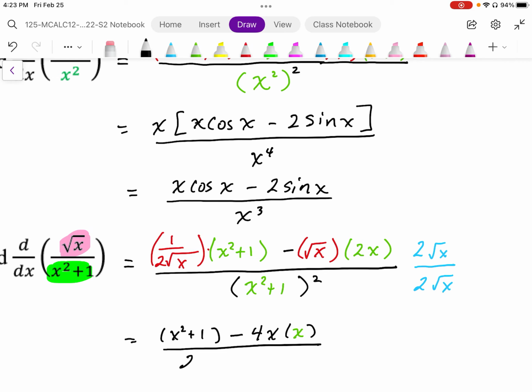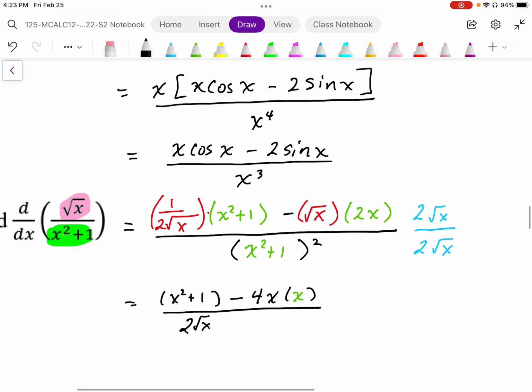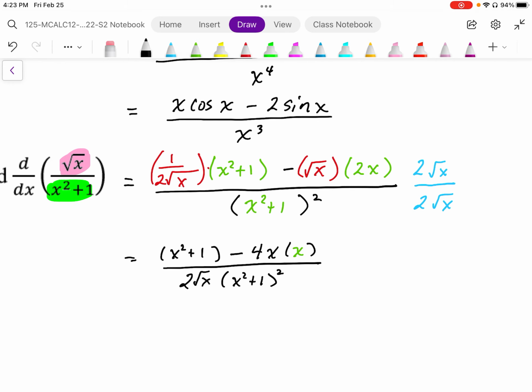It does put this 2 root x term in the denominator, but at least it's not a fraction inside a fraction. So then I'm going to end up with 2 root x times x squared plus 1 all squared. I don't really want to mess with that denominator because it's already in factored form, and we just want to keep things factored in fractions when we can.